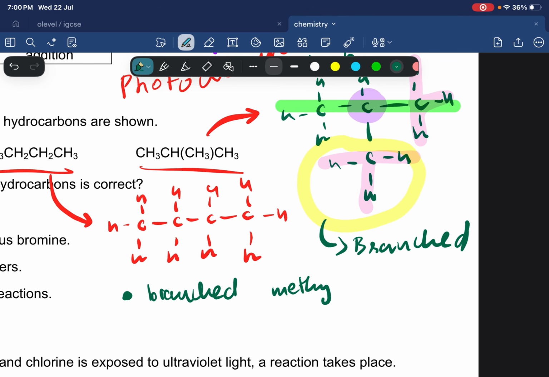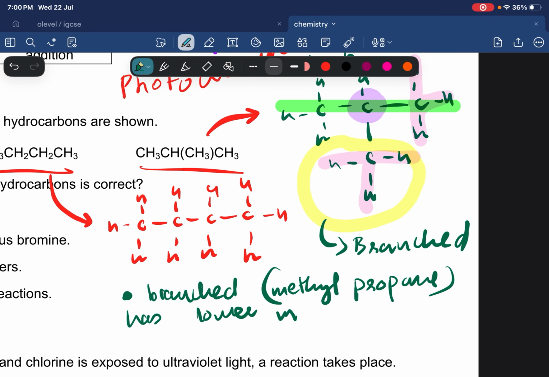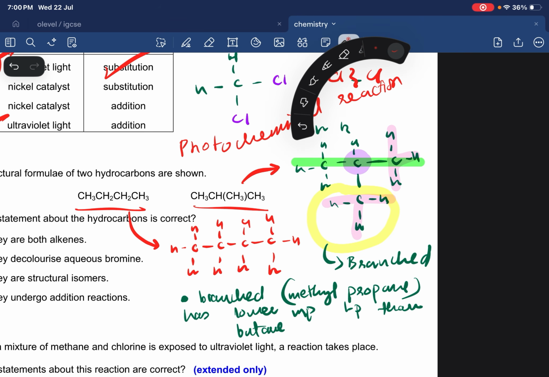This thing is called methyl propane, right? Methyl propane has a lower melting point and boiling point than your butane. Remember this thing. And then one other thing you've got to remember. Why does this happen? I think that's going to be a lot of chemistry. That's not part of the syllabus. But just remember this thing.